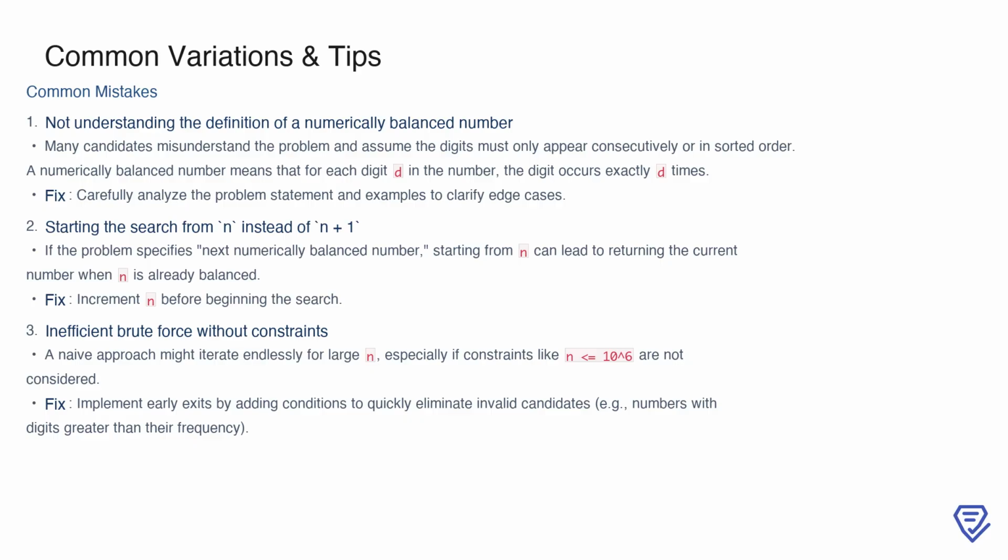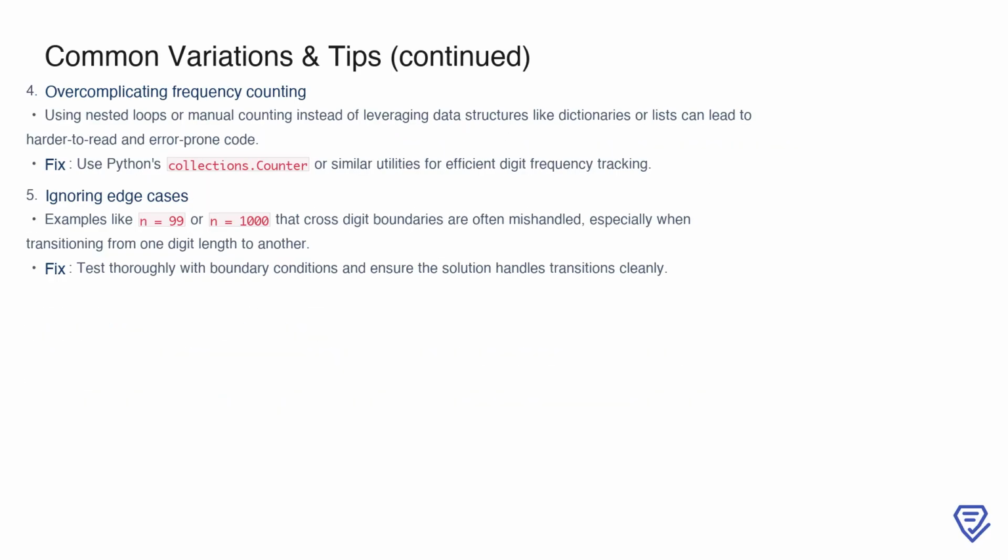To address this, you should add constraints to your approach, such as eliminating candidates with digits larger than their frequency early on. This can save significant computational time. Overcomplicating frequency counting is another common mistake.